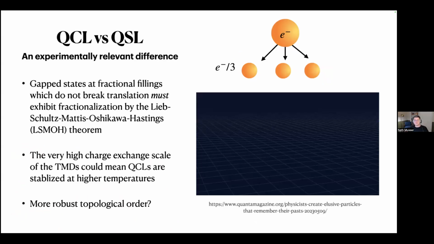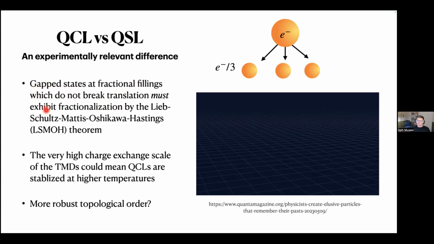So I just want to stop here and give some obligatory quantum computing connection, which is that there's this experimentally relevant difference between a quantum charge liquid and a quantum spin liquid. Everything I've told you up to this point, I made analogies between a quantum spin liquid where I thought about taking spins and mapping them to hardcore bosons and turning them into this quantum charge liquid picture. But there's a qualitative difference between the two.